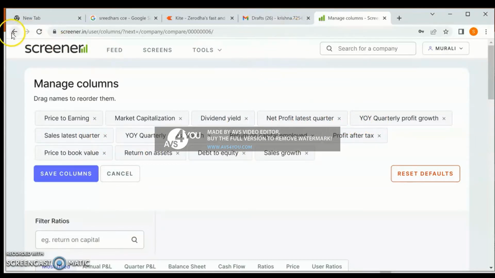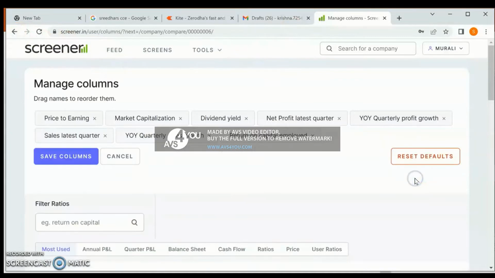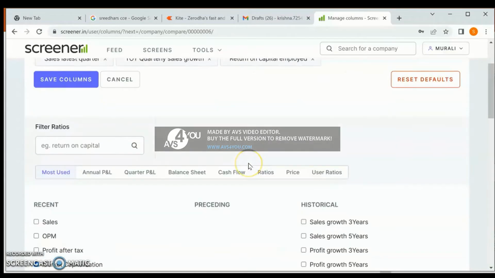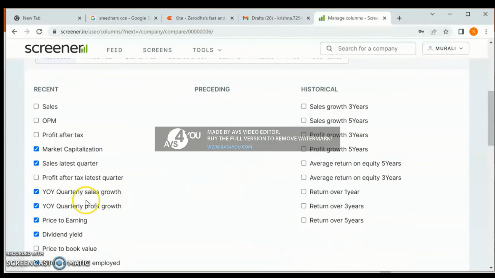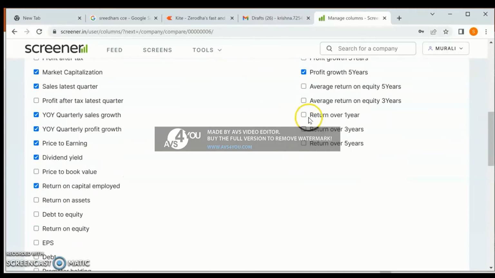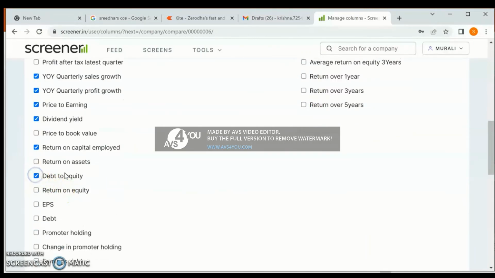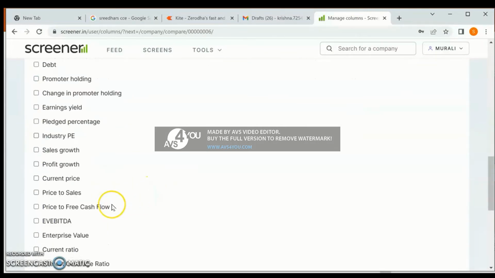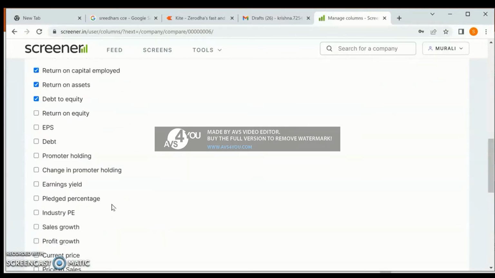Okay, if you go back, reset those results. These are the default results. You can add columns here. If you want, you can add sales, sales growth of the last 3 years, profit growth of the last 5 years, return over 1 year or 3 years, debt to equity, return on assets, price to book value. So there are so many factors we have.